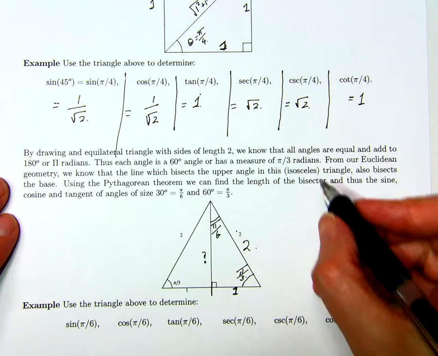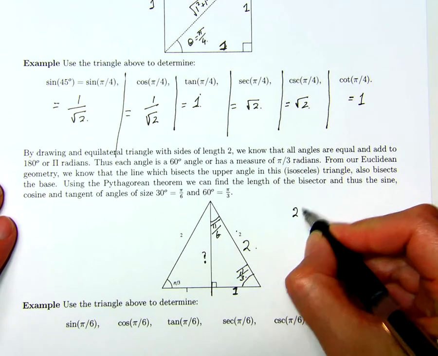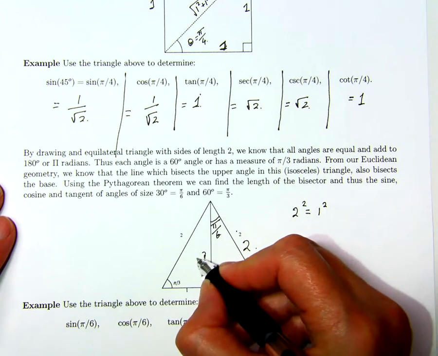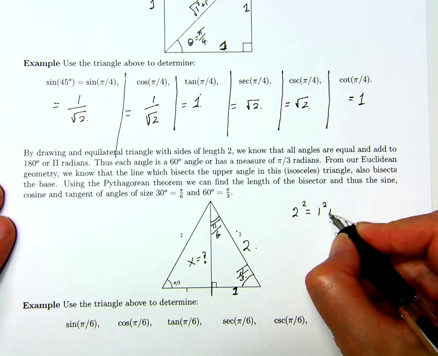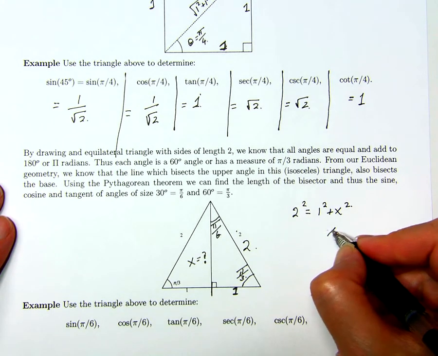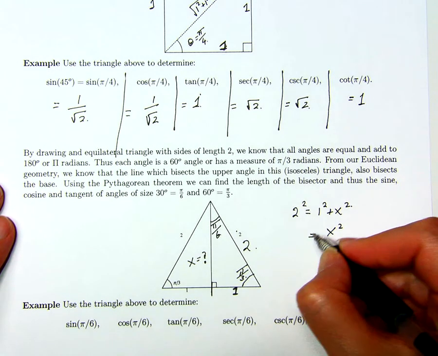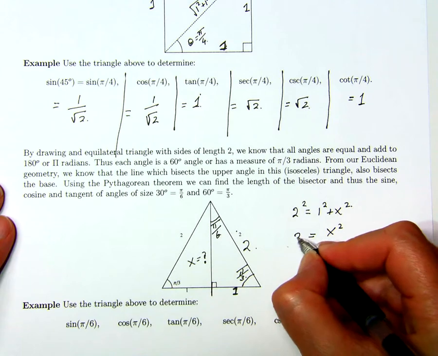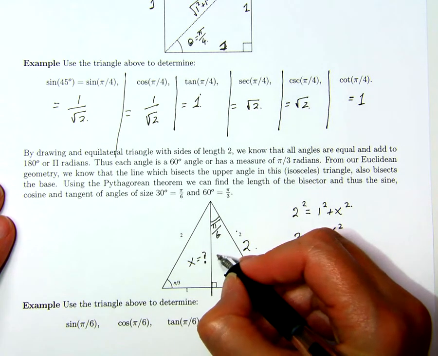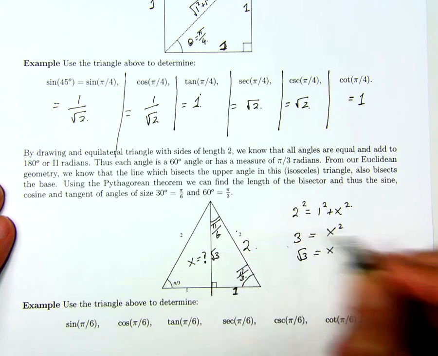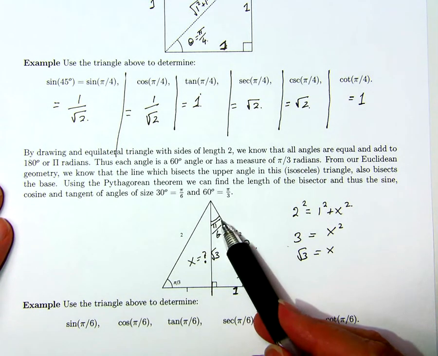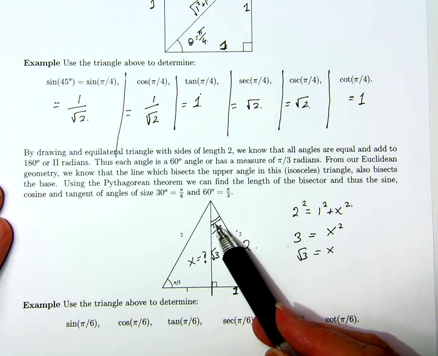Well, we have, according to Pythagoras, that 2 squared equals 1 squared plus, let's call this thing x, x squared. And so therefore we have x squared equals 4 minus 1, which is 3. X must be the square root of 3. So we have that side is length the square root of 3. So let's focus first on this pi over 6, this angle here.